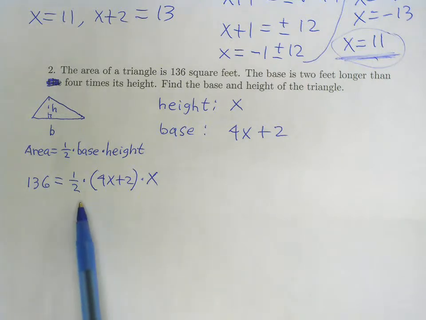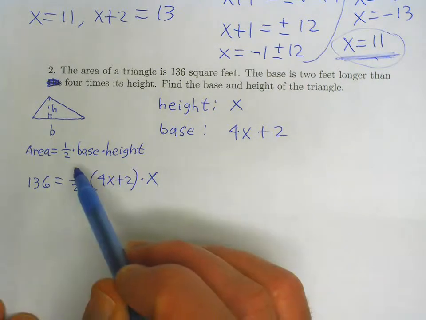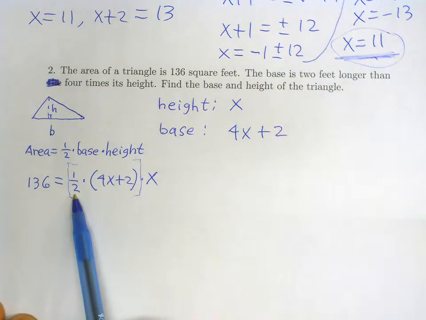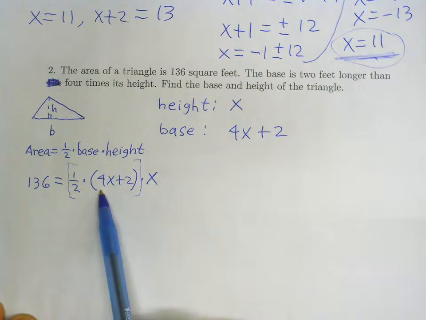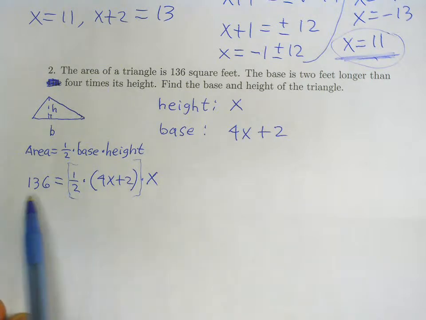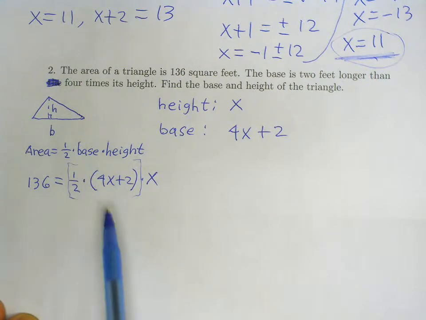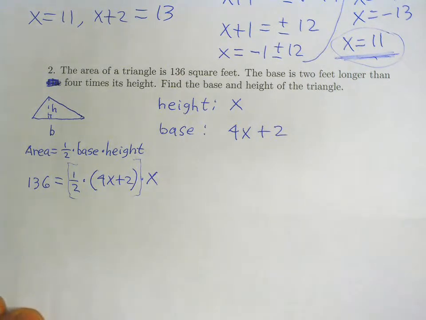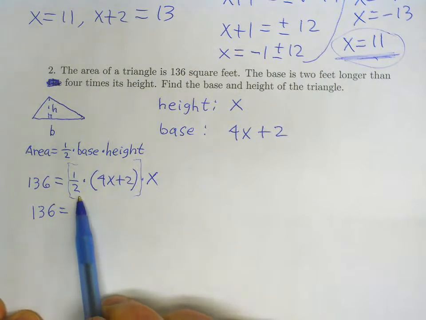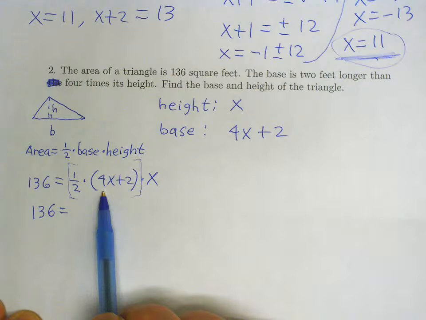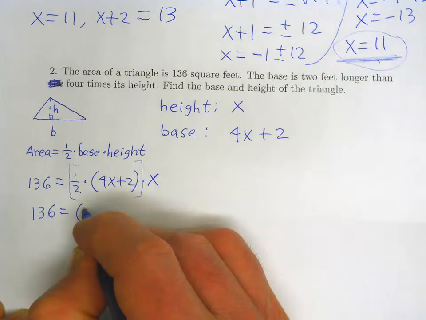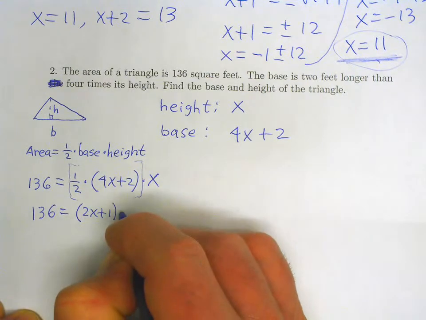Okay, from here we have a couple of options. What I would prefer to do, if I were going to do this, I would first multiply 1/2 times the binomial 4x plus 2. Another option is just to multiply both sides by 2. Either way is fine, but to me it seems more efficient to just multiply 1/2 times the binomial 4x plus 2, and we'll still have a binomial. It'll just be 2x plus 1, and then times x.